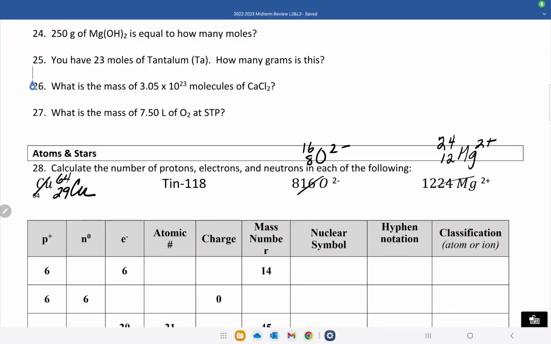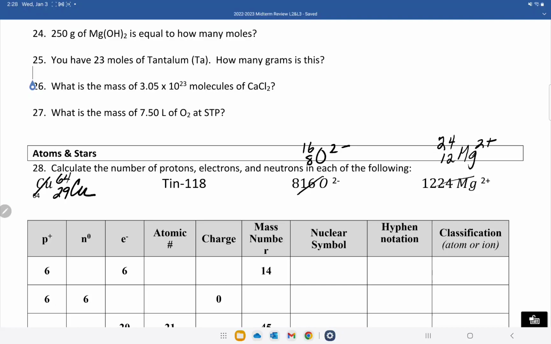Okay, we're continuing on with mole conversions. So we're going to do 4 more examples here before we jump into protons, neutrons, and electrons. So question 24, we have 250 grams of magnesium hydroxide is equal to how many moles?